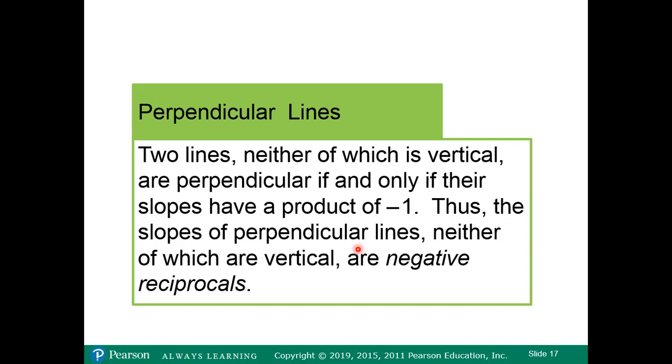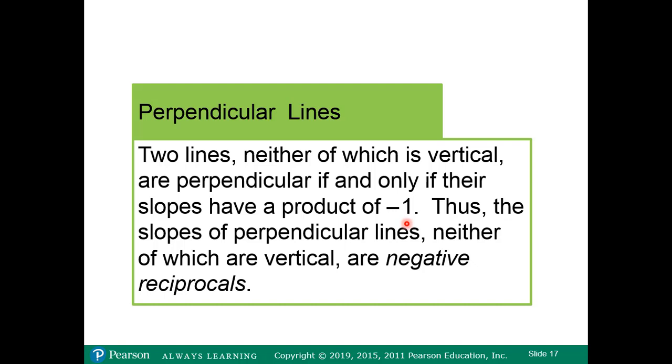But anyway, so this is the general case of non-verticals. So neither of the lines are vertical. Two lines are perpendicular if and only if their slopes have a product of -1. So if you multiply their slopes and the product of their two slopes is -1, then they must be perpendicular.